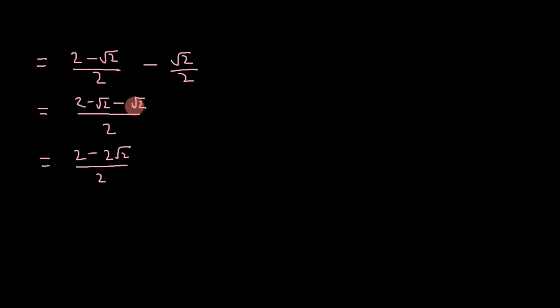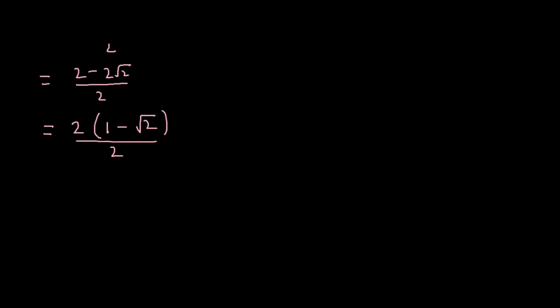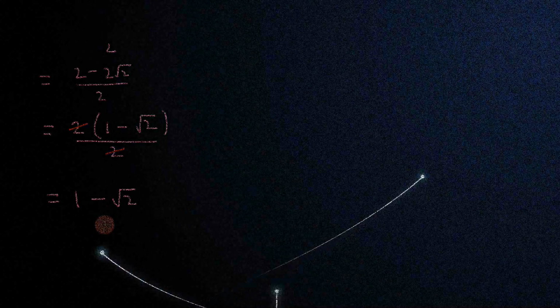When we add like terms, we can take out a common factor in the numerator of 2. 2 into 2 once, minus 2 into 2 root 2, we're left with root 2. This is all over 2. And the 2's cancel. So we're left with 1 minus the square root of 2. And now the denominator is rationalized, because this can be written over 1, and 1 of course is a rational number.